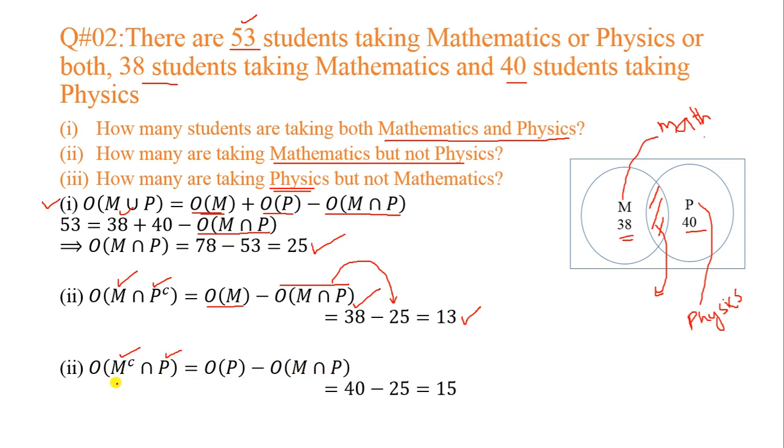So there are 40 students who are taking physics, and in part 1 we got that there are 25 students who are taking both maths and physics, and after all we found that there are 15 students who are taking just physics but not mathematics. It was all about question number two.